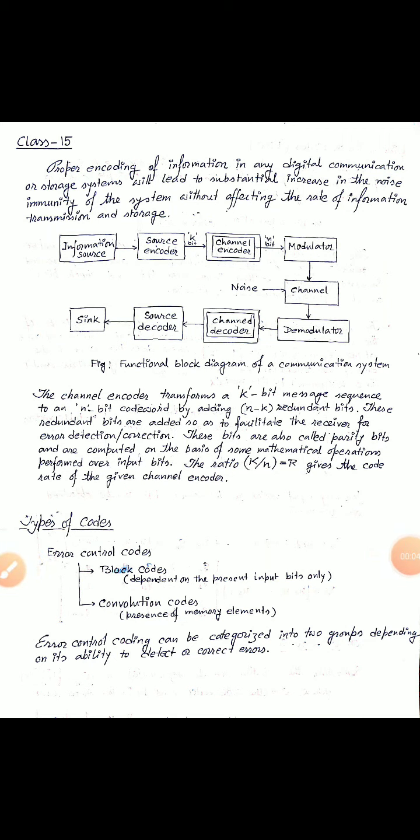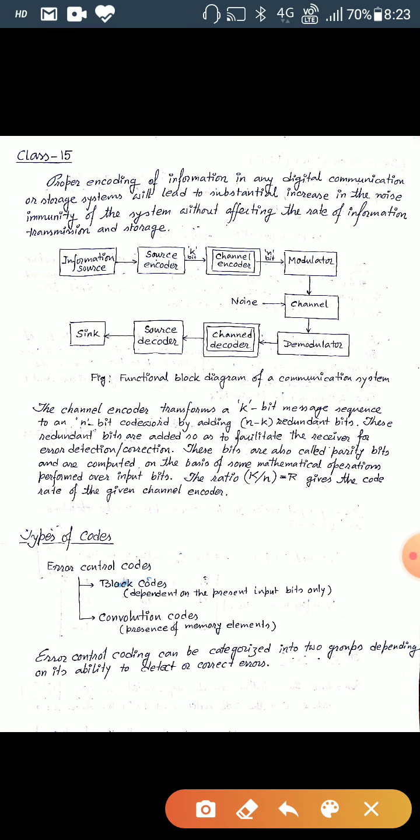Today we discuss various kinds of codes for digital communication. Proper encoding of information in any digital communication or storage system leads to a substantial increase in the noise immunity of the system without affecting the rate of information transmission and storage.